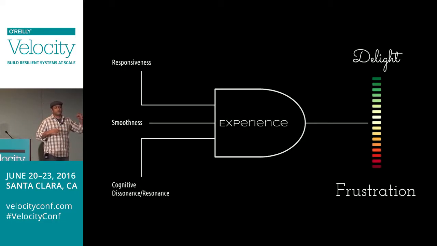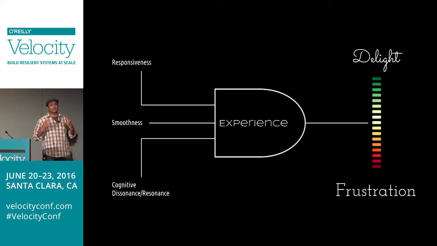And finally, cognitive dissonance or resonance. Essentially, when they try to do something, does what actually happens reflect what they expected to happen or not? If it does, it resonates with them mentally, and subconsciously they feel happy and satisfied that what they did actually happened, or that they are in control. Whereas when there's dissonance, they feel like they're not in control, right?